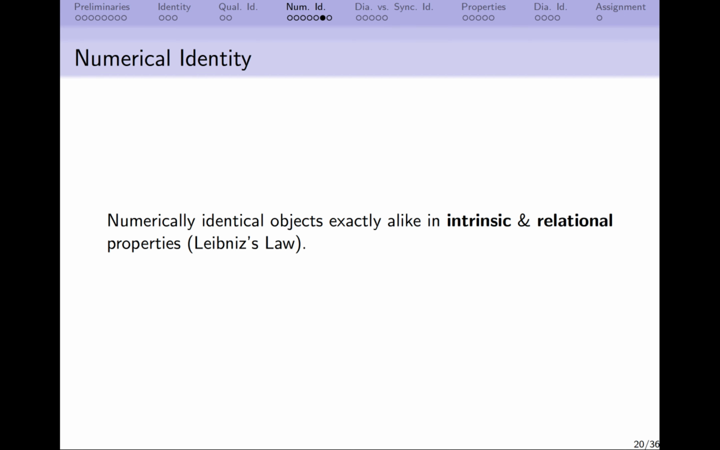Likewise, if we considered identical twins, it might be that one of them lives in London and the other lives in Paris. So although they're qualitatively identical, identical in their intrinsic properties, they bear different spatial relations to objects like the Eiffel Tower or Big Ben. However, we'd expect that numerically identical objects are exactly alike, both in their intrinsic properties and in their relational properties. And as we'll see, this is a principle that's known as Leibniz's law. We'll return to this later on, after the philosopher.